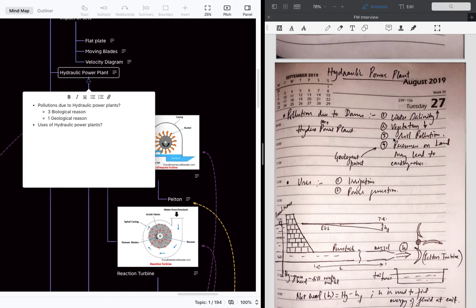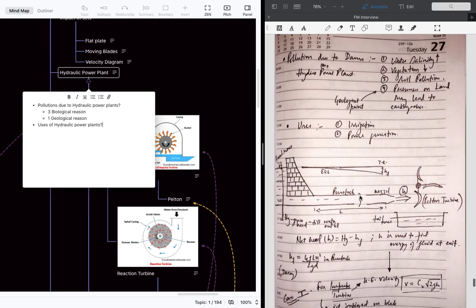Soil pollution happens. And there is a geological point: due to the pressure on the land, an earthquake-like situation can happen. For example, in China, you can see that there is a big dam. If the dam breaks, it was said that the rotation of the earth can change, because of the faulted mass or the pressure on the particular land. And there are many uses. Important uses are basically irrigation. In the past, dams were mainly used for irrigation, and now they are also used for power generation.